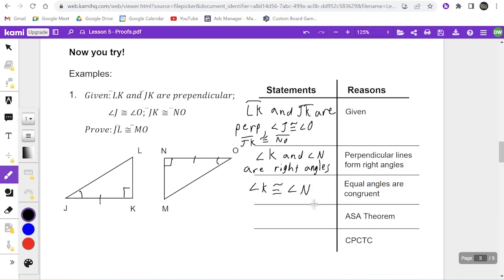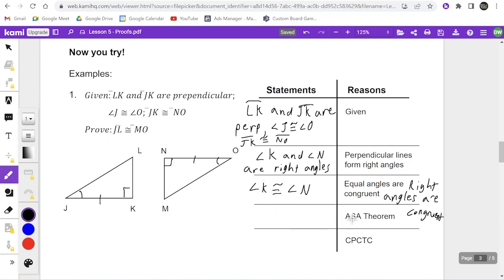Now they're congruent. By the way, another reason I could have said, if I wanted to, is right angles are congruent. That's the same thing. So obviously I don't have to change the reason, leave that. I'm just saying this would also be accepted.